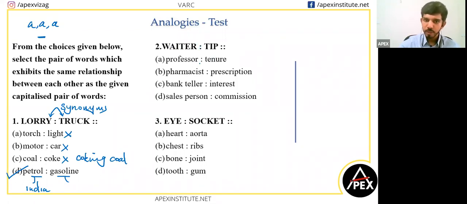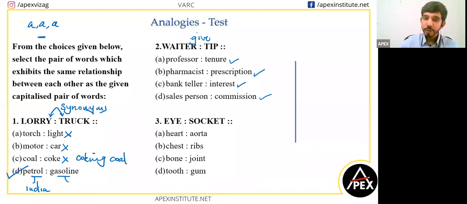Can you give professor a tenure? Yes, you can. You give pharmacist a prescription, you give the teller your interest, and you give salesperson commission. So just giving is not the right relationship. Can someone help me out? Someone wants to maybe explain what they used as their relationship. Right? I hope all words are understood in this.